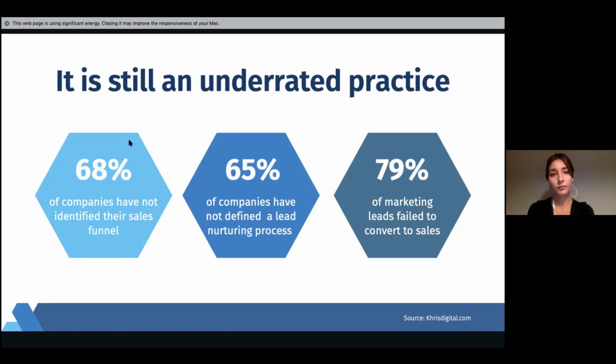The other one is that 79% of leads fail to convert to sales. So if you have leads and they're not converting into sales, then you have issues. You want to make sure that leads are getting converted, because if you have so many leads and they're not converting, then it defeats the whole purpose. So let's solve these problems.